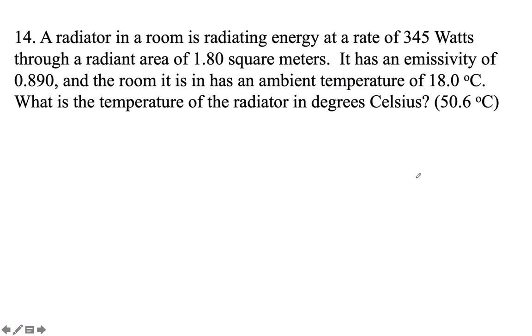A radiator in a room is radiating energy at a rate of 345 watts through a radiant area of 1.8 square meters. It has an emissivity of 0.89, and the room it is in has an ambient temperature of 18 degrees Celsius. What is the temperature of the radiator in degrees Celsius?